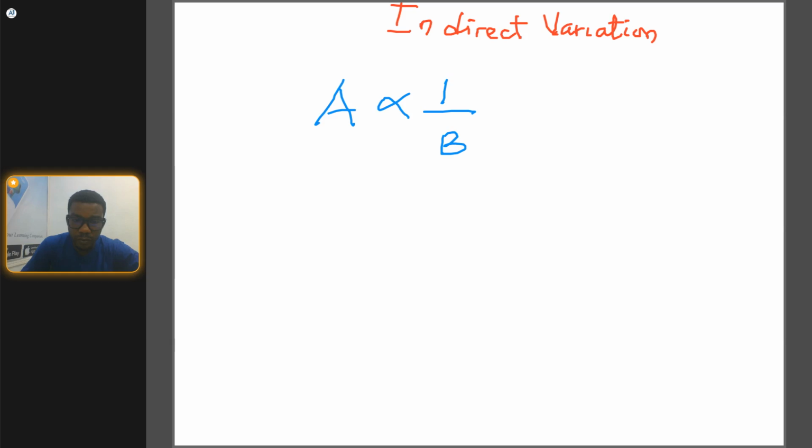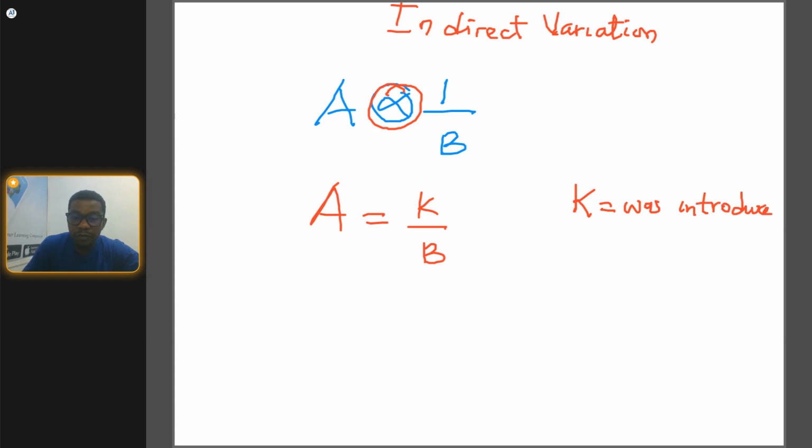What do we do? We need to take away the variation sign. Then we have A equals K over B. When I remove the variation sign, I replace it with equals to. And what you notice is that K was introduced in the word expression. And do not forget that your K is your constant.